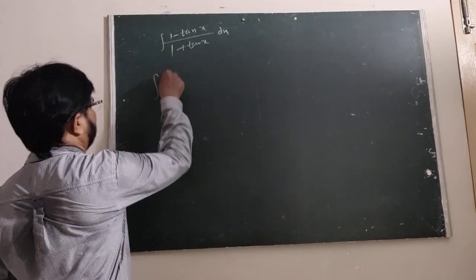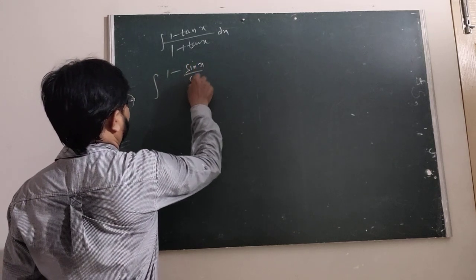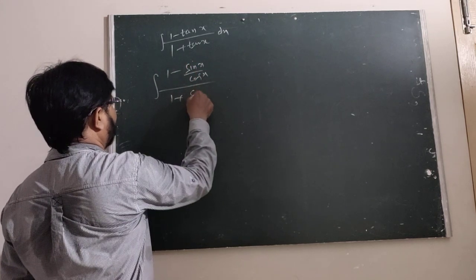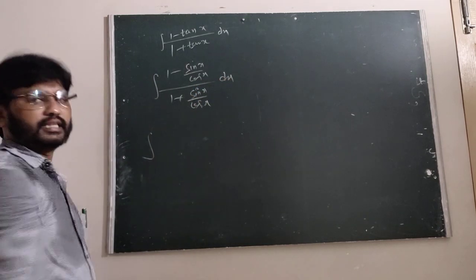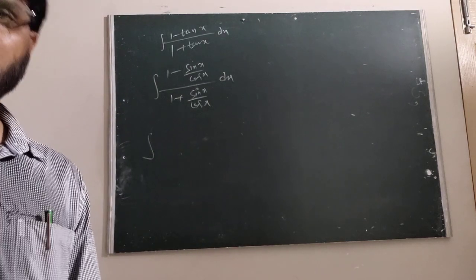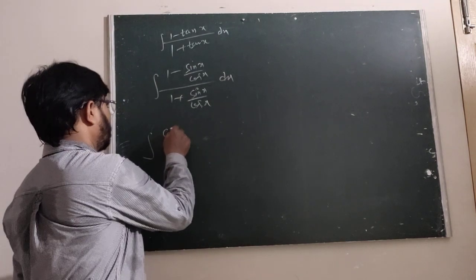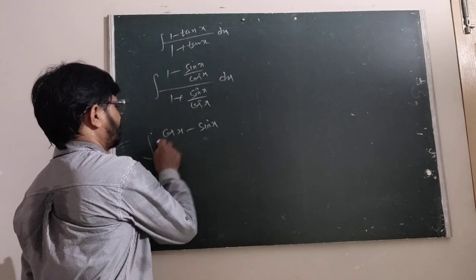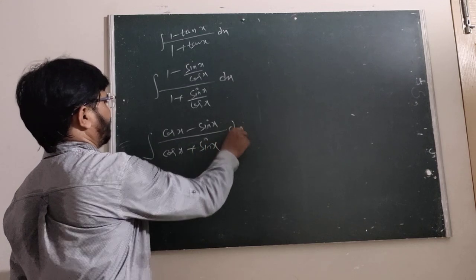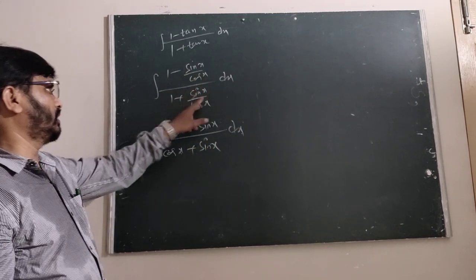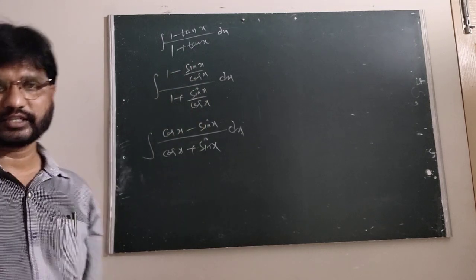Now, integral of (1 minus tan x) upon (1 plus tan x). We know that tan x is sin x by cos x. Therefore, 1 minus sin x by cos x, whole by 1 plus sin x by cos x, into dx. Taking the LCM, which is cos x, this becomes (cos x minus sin x) whole by (cos x plus sin x).